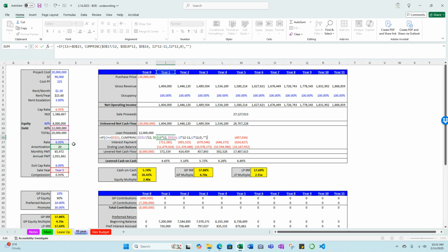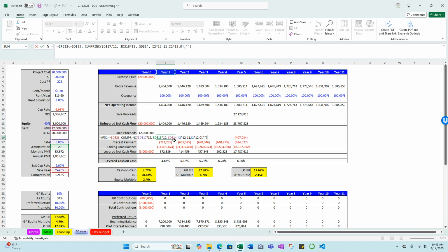We do the rate divided by 12. And pay attention to locking these. Typically on the left, we're locking all these with F4. And then on the top, we're letting them be normal and letting them fill across. Again, D17 is the rate divided by 12. D18 is the amortization, so 20 times 12 to get 240 periods.